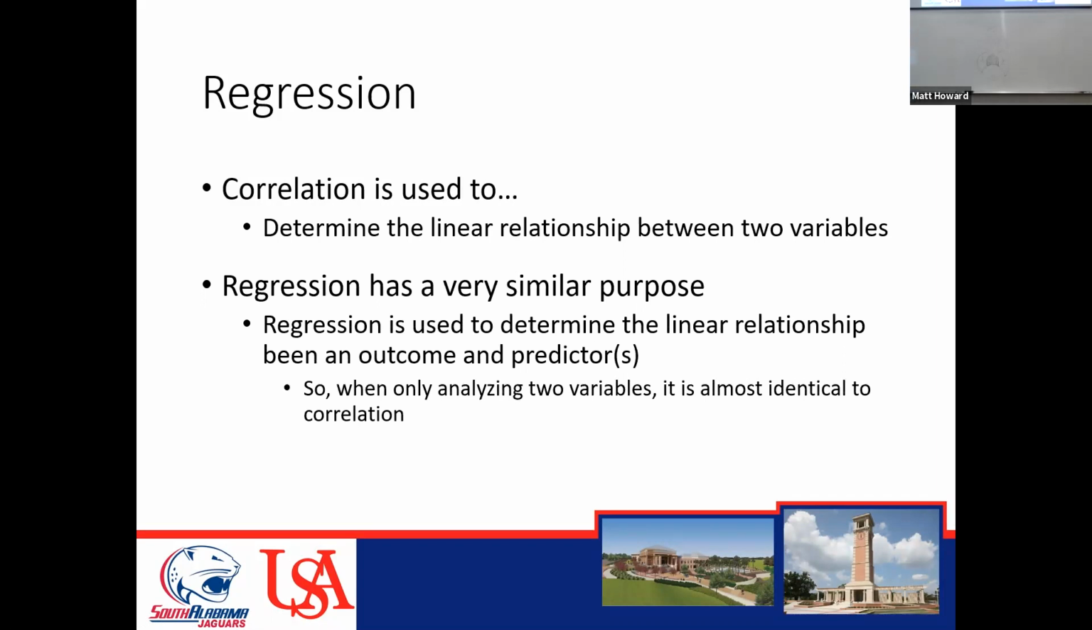So therefore, when we're analyzing regression with just two variables, with just an outcome and just one predictor, it's almost identical to a correlation, because you're just looking at the linear relationship between your outcomes and your predictors. So when you only have two total variables, it's pretty much exactly what a correlation is.